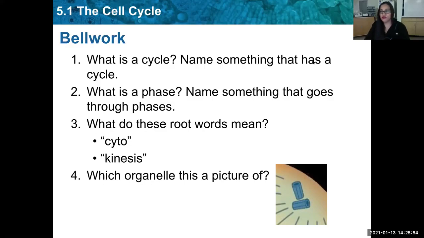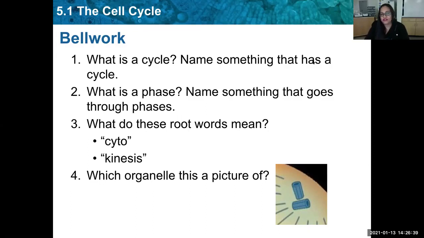And root words. Cyto we used a lot last semester. Do you guys remember what cyto means? C-Y-T-O. Talked about cytoplasm. Cell, good. Cyto means cell. And does anyone know what kinesis means? Movement, that's a good one. It's a specific direction of movement. It's moving away. So kinesis means to split. Two things moving away from each other.